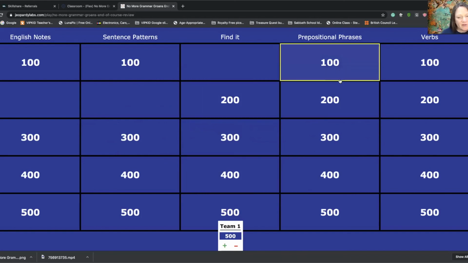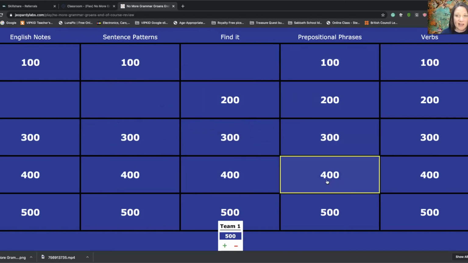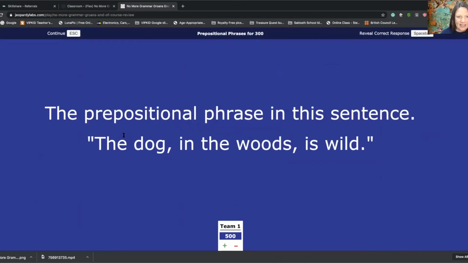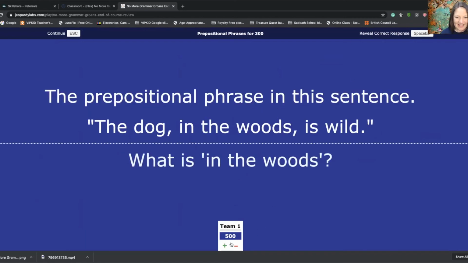Over the prepositional phrase, let's find a prepositional phrase. Let's do for 300. The prepositional phrase in this sentence, the dog in the woods is wild. What is in the woods? Got it? Plus.